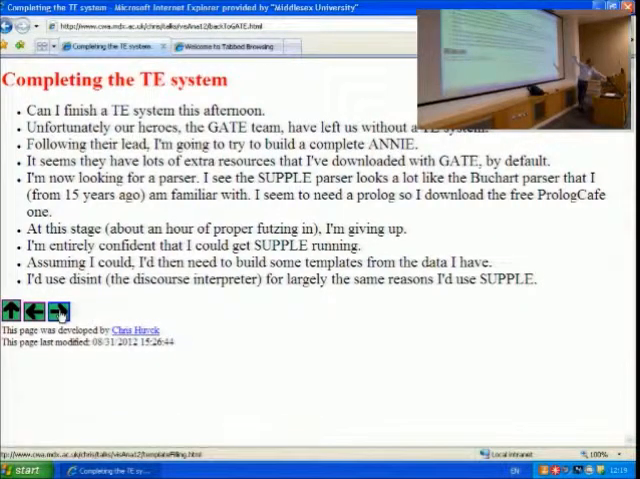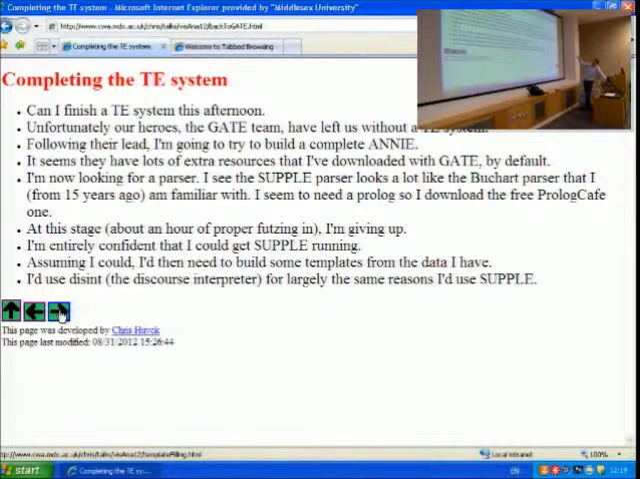Unfortunately, our heroes, the Gate team, have left us without a TE system. Following their lead, I'm going to try to build a complete ANNIE. It seems they have lots of extra resources that I've downloaded with Gate by default. I'm now looking for a parser, because the next bit of the pipeline is you want to parse, and then you want to do template extraction. I see the Sept parser looks a lot like the bootstrap parser that I used from 15 years ago.